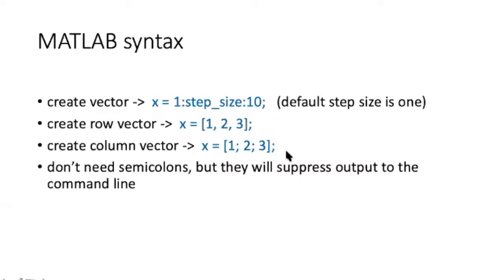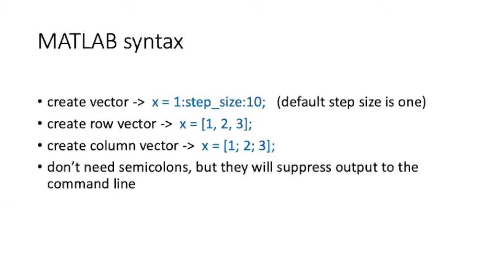In certain languages, you need to have a semicolon for your code to run. In MATLAB, you don't need it, but it will suppress the output to the command line. So if you say run my script and you have 100 lines of code and none of them have semicolons, it's going to print all of that.